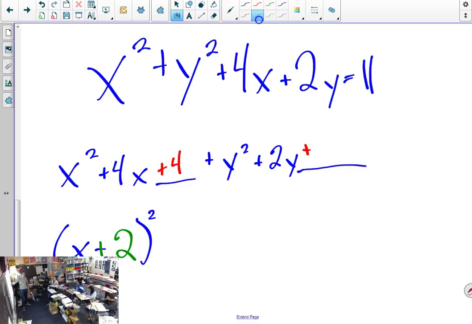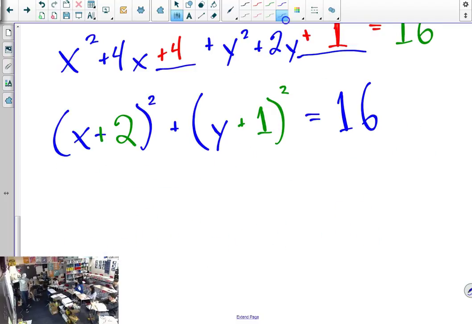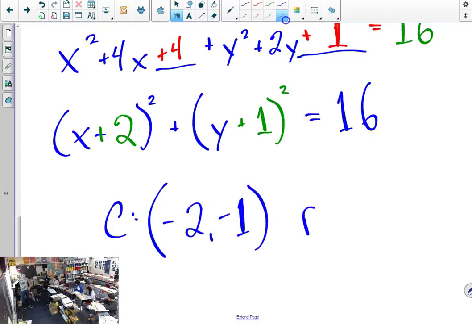What goes here? 1, right? Now equals 16, because we just added 5 in the process over there. Done. So now this is 16. Then you go downward steps. Then y plus 1 squared equals 16. Yay, we did it. So now we know the center, careful, is -2, -1, and the radius.